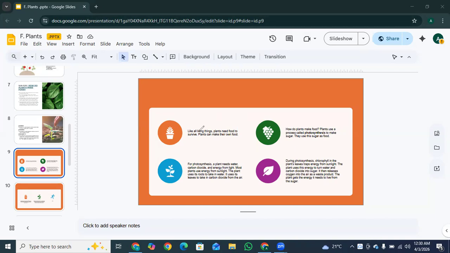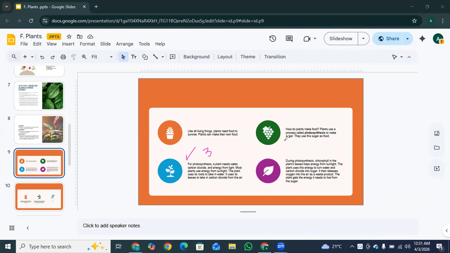Okay? So, for photosynthesis, plants need water, carbon dioxide, and energy. As I have told you, plants need three ingredients. The first one is water, the next one is carbon dioxide, and the third one is energy from light. Most plants use energy from sunlight. The plant uses its roots to take in water. It uses its leaves to take in carbon dioxide from the air.